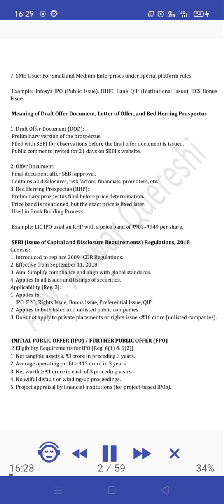Meaning of draft offer document, letter of offer, and red herring prospectus. 1. Draft offer document, DOD. Preliminary version of the prospectus. Filed with SEBI for observations before the final offer document is issued. Public comments invited for 21 days on SEBI's website.